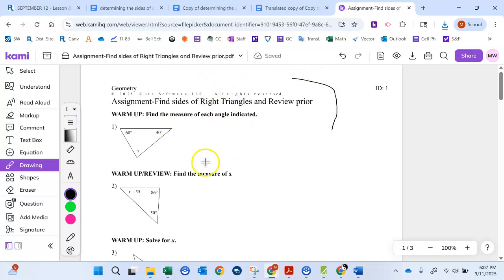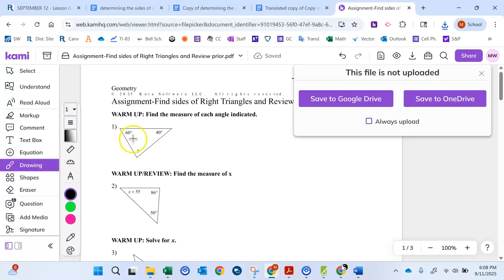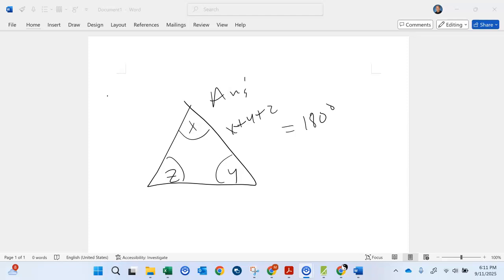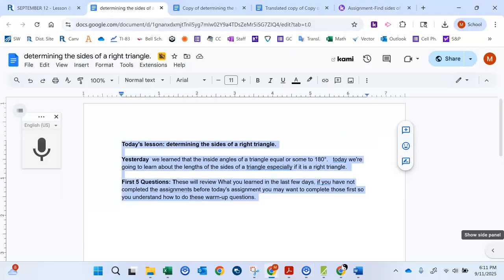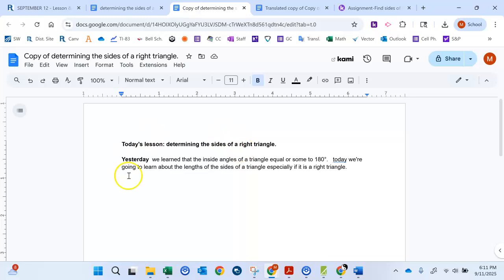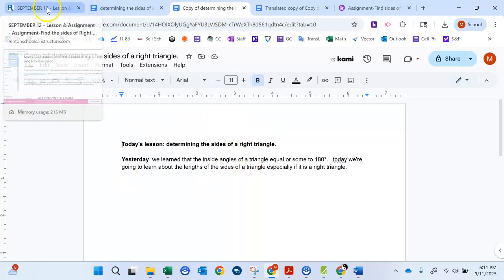So here's the assignment. Let me make this bold. Sorry, let me go back over here. I want you to read this, what we're doing today, determining the sides of a right triangle, what we did yesterday, and what the first 5 questions are going to be. Right now, I just want you to understand that, so make sure you translate this.